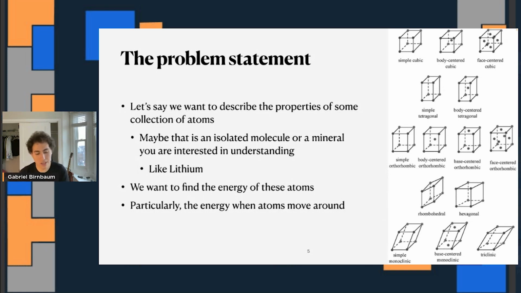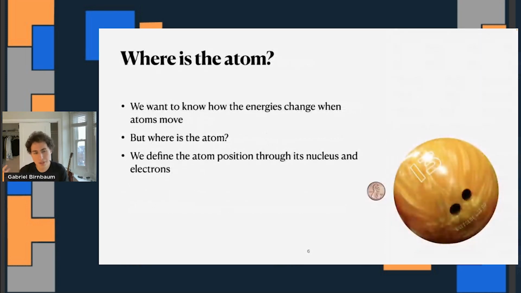So all we're doing here is accounting for energies at different states and using that to determine properties of something we're interested in. So how do we do that? First of all, we need to find the atom. Where's the atom? We want to know how the energy of atoms changes when we move the atoms around. But to do that, we need to know where the atom is.